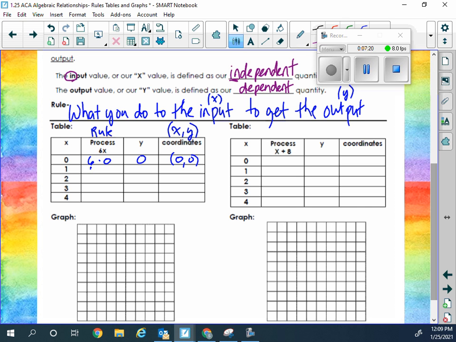It would be 6 times 1, which is 6. So then your coordinates would be 1, 6. Guys, the x has to come first. Okay? So if I put in 2 for x, then that would be 6 times 2, which is 12. So then the coordinates would be 2, 12. Go ahead and finish that out. Don't forget your parentheses when you write coordinates.